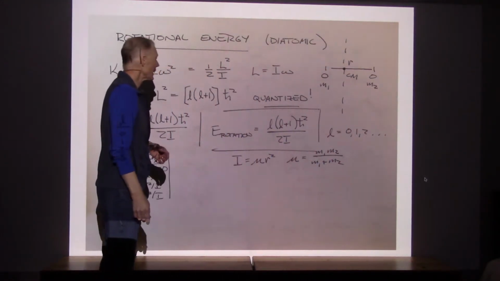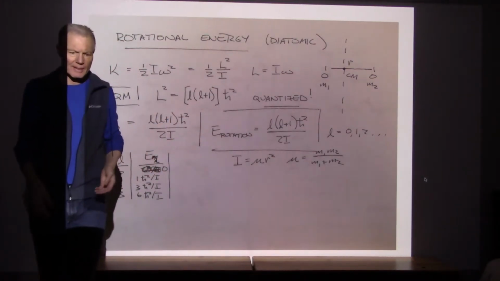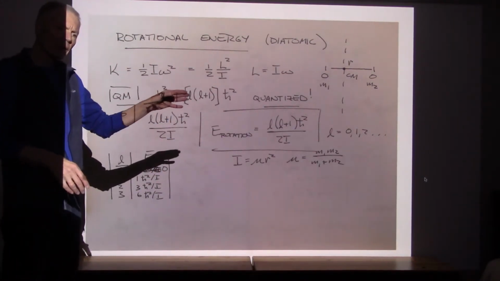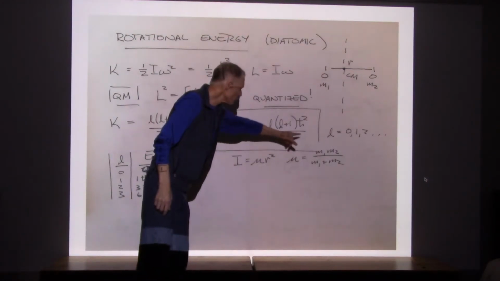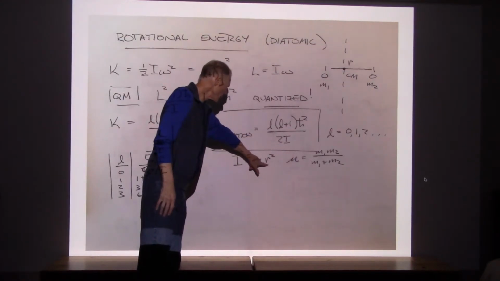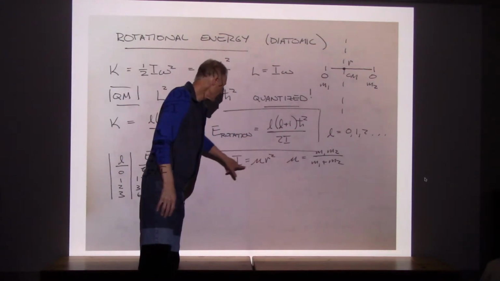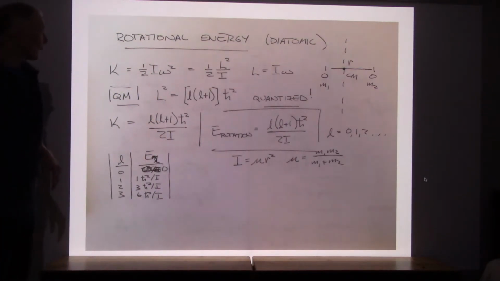So that says that in a molecule, let's say it's carbon monoxide, for example, we can look at the mass of the oxygen, the mass of the carbon, plug those into our reduced mass formula, and then put in the bond length, square it, and that'll tell us how much rotational inertia we have. And then that is what gets plugged into our rotational energy formula.